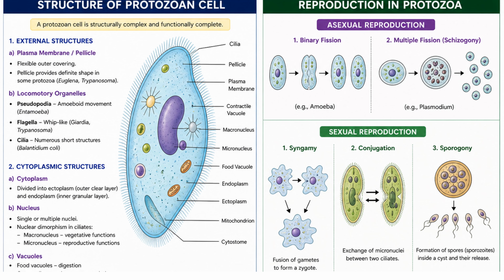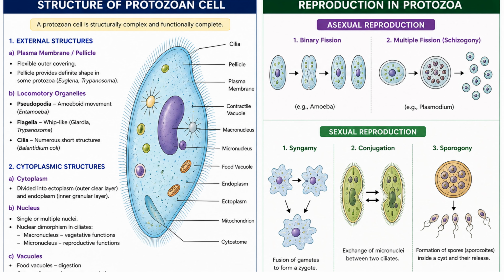And the inner cytoplasmic structure of the protozoa can be divided into two parts, that is ectoplasm, which is an outer clear layer, and an inner granular layer called endoplasm. The inner granular layer of the protozoan cell consists of a nucleus, vacuoles, and other cellular organelles like mitochondria, ribosomes, Golgi apparatus, and endoplasmic reticulum, etc.